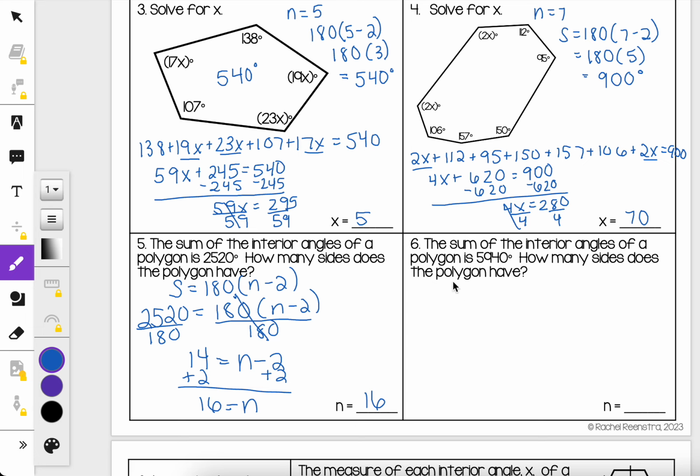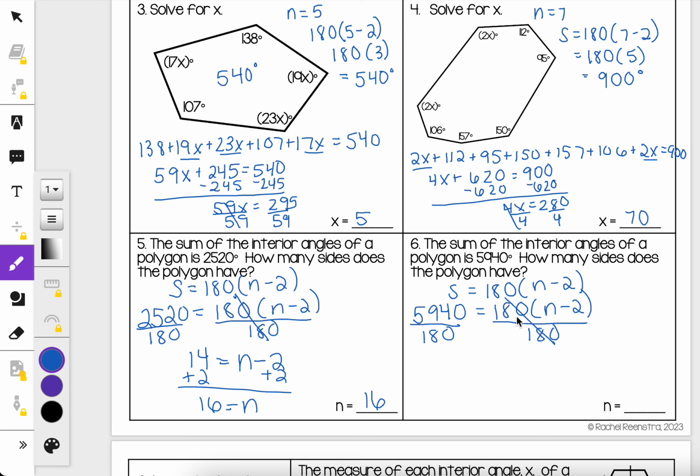All right, number 6 is the same idea. I'm using that same formula. And here it says the sum of the interior angles of a polygon is 5,940 degrees. We want to again find how many sides the polygon has. So same thing, replace that S with 5,940. All right, and again, divide both sides by 180 degrees.